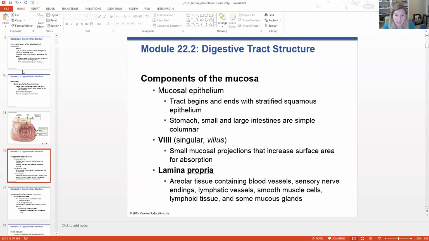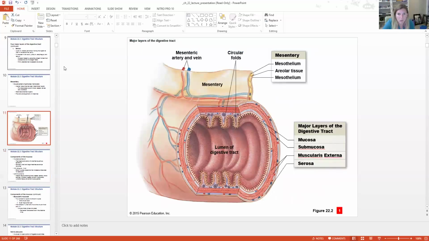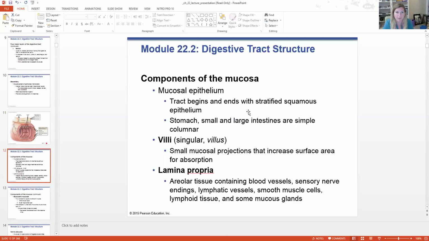There are villi within the small intestine. These are little mucosal projections to increase the surface area. If we go back here, what you see, these extra little, kind of like little fingers sticking up, villi. There's also something called the lamina propria.